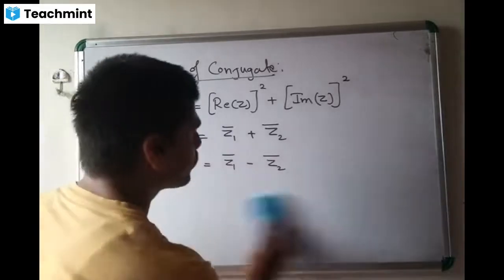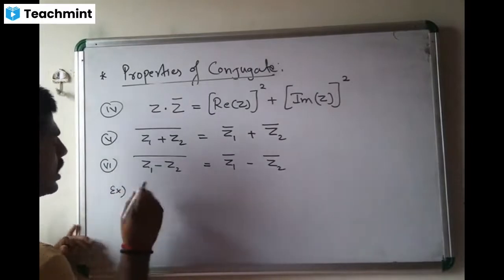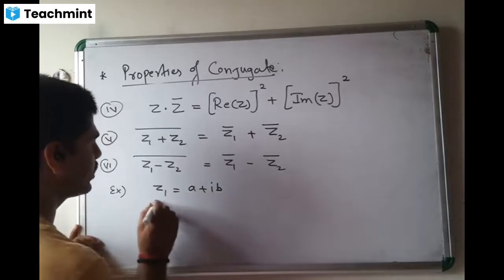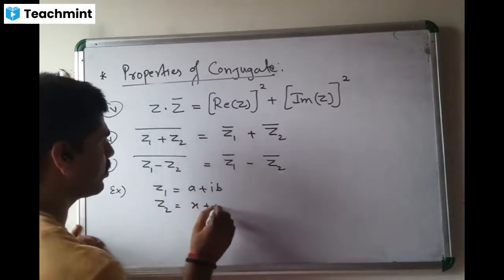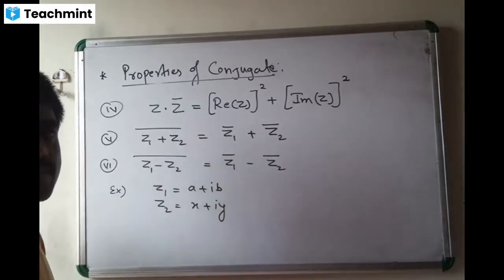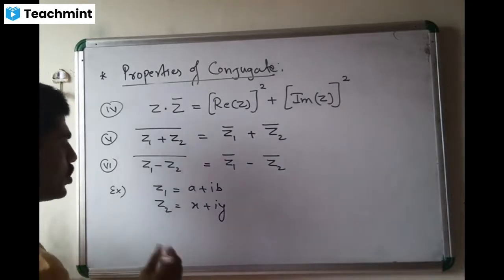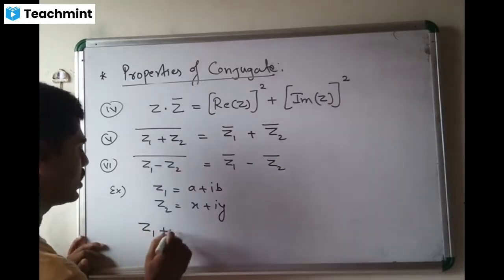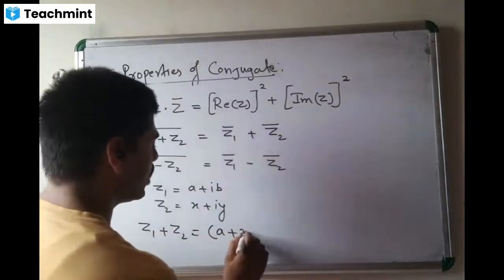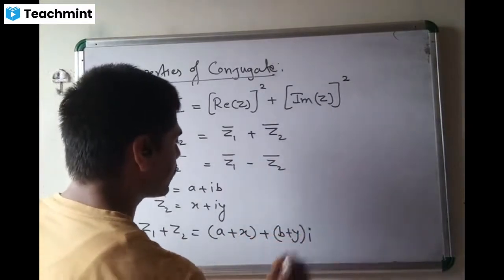Okay, now see beta. First of all, you have two complex numbers, like Z1 is equal to A plus IB, and Z2 is equal to X plus IY. Isn't it? So Z1 plus Z2, you will get A plus X plus B plus Y into I. Yes or no? Tell me.